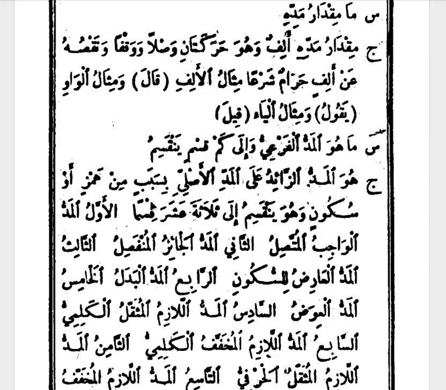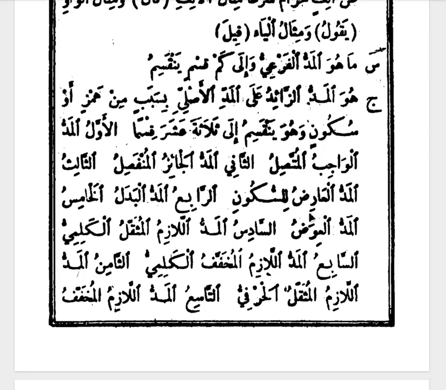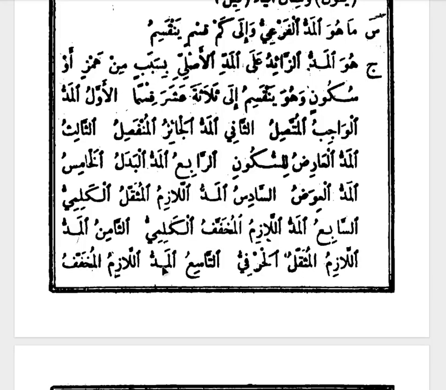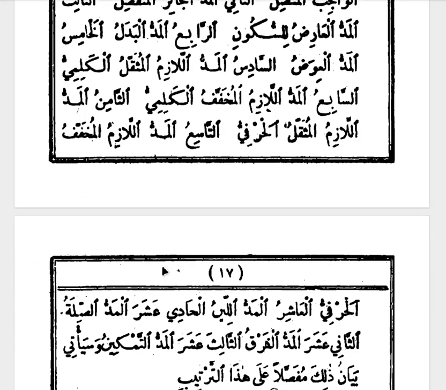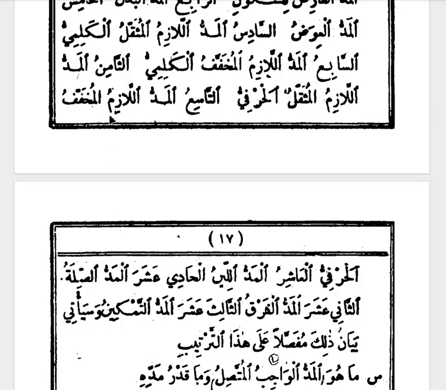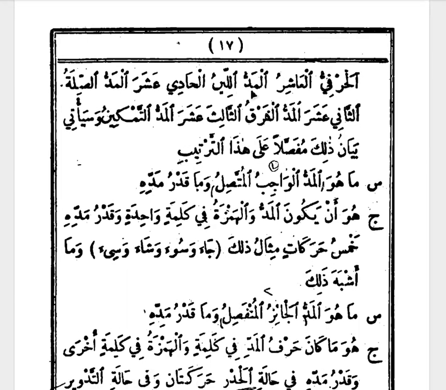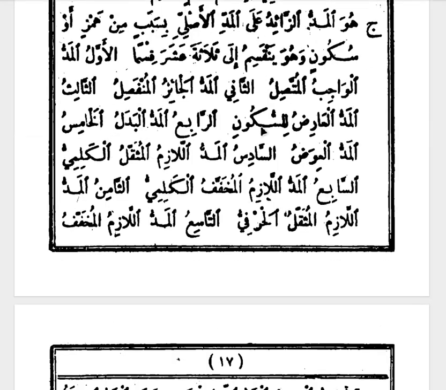So we said الأول المد الواجب المتصل مد الجائز المنفصل مد العارض للسكون مد البدل مد العوض المد اللازم المثقل الكلمي المد اللازم المخفف الكلمي المد اللازم مثقل الحرف المد اللازم مخفف الحرف المد اللين المد الصلة المد الفرقي المد التمكين. So these are the 13 categories of madda that we have under maddul far'i.